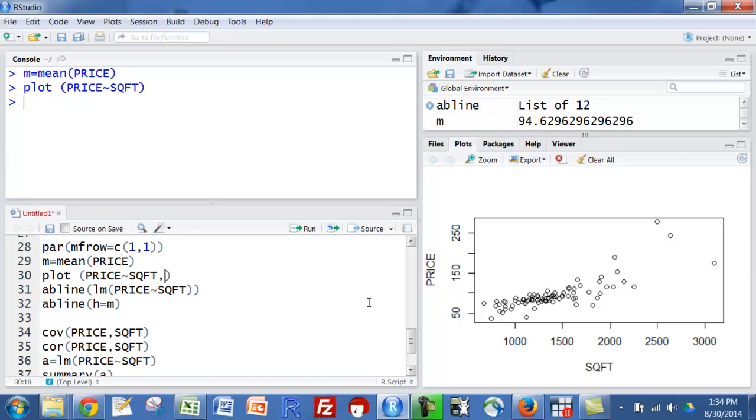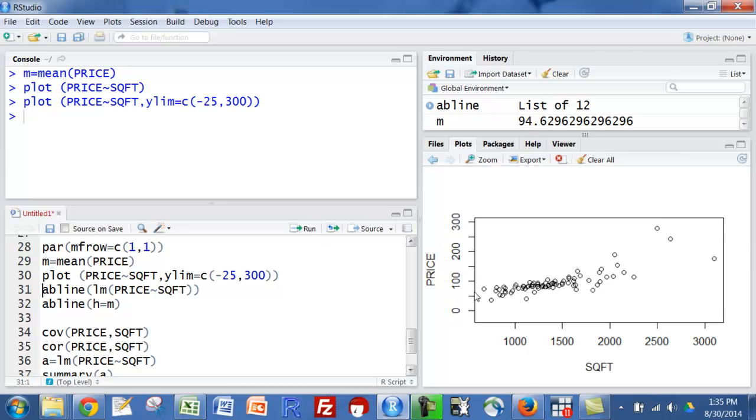I'm going to come back here and say ylim, that's the limits for the y-axis, is equal to c. Actually, I'm going to put minus 25. The point here is I want to have a y-axis that includes zero. So I'm going to go a little bit below there, and I guess I'll go up to maybe, let's say 300, a little bit beyond the upper bound of y. Now we can see a little bit more accurately where things are at, and that we have a true zero point.